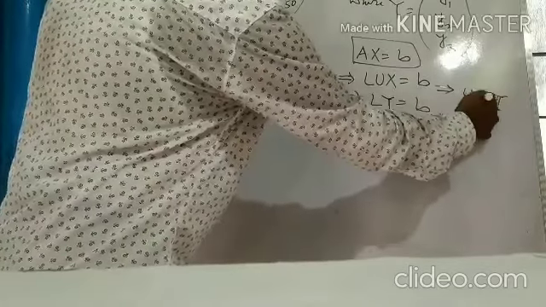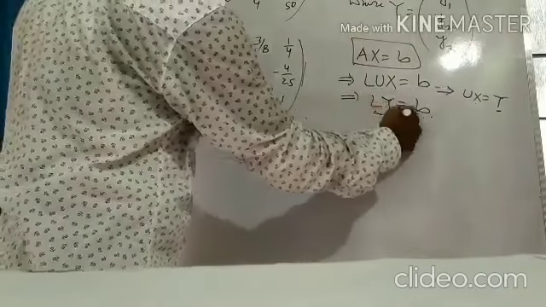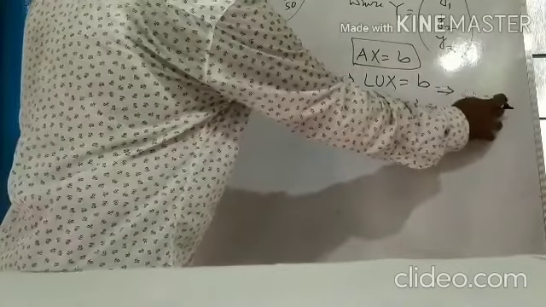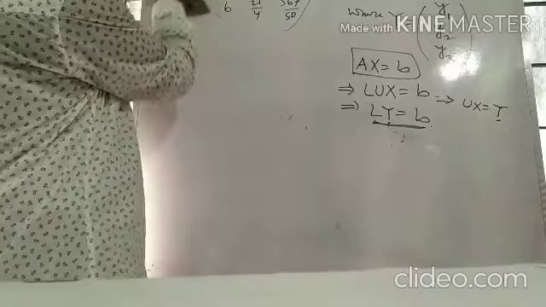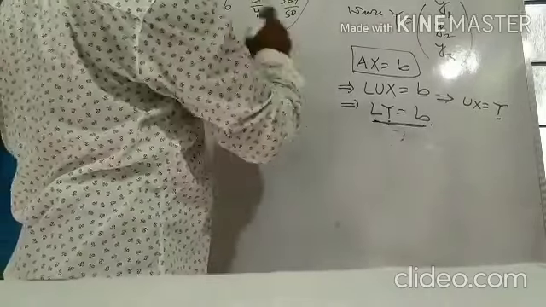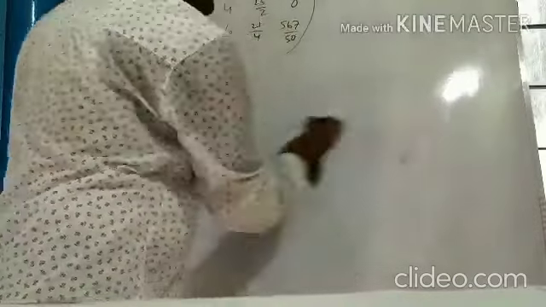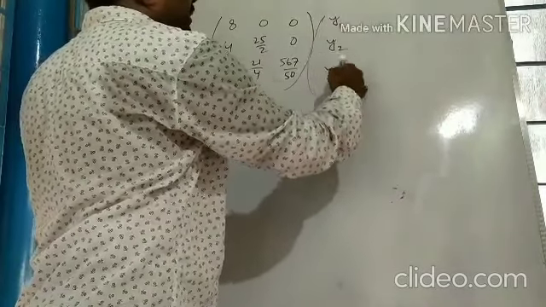And then find x. So for solving this system Ax equals B, first we solve the system Ly equals B and find y. Then put the variable vector y here and calculate x. So first we have to solve Ly equals B. This is L, and the vector y is y1, y2, y3.